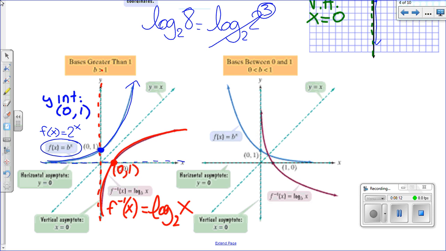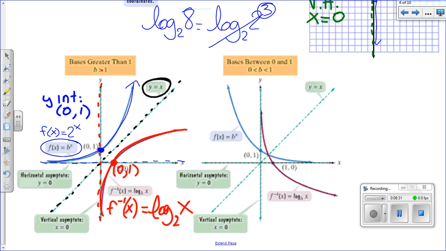Now, just as a review, inverse functions are reflected across this line. What do we call this line? Identity function, and that is the equation for it. Don't forget that, identity function, because the input is the same as the output.